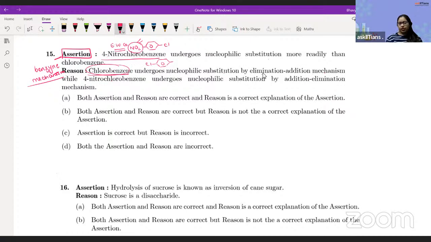Now, the moment you talk about this, it is easier. The reason is because of the electron withdrawing nature of nitro group, which decreases the electron density on the benzene ring. Because of that, the nucleophile is capable of attacking the benzene ring more easily. So that is the scenario. So here I can say that assertion is true, right? But the reason is incorrect.